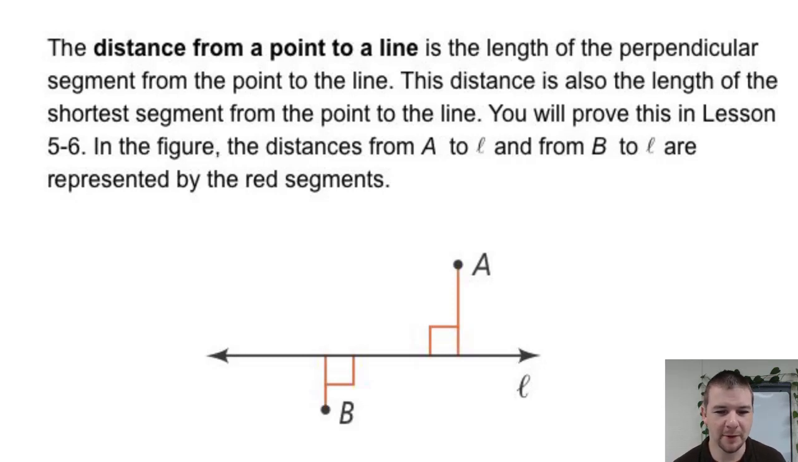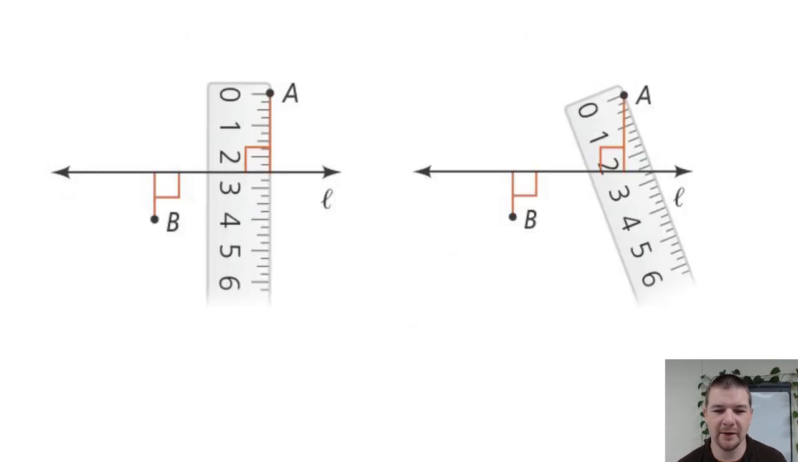In the figure below, the distances from A to L and from B to L are represented by the red segments. Take note, the ruler in these diagrams helps illustrate that the shortest distance from point A to line L is a straight line, or the perpendicular line segment connecting A to L.